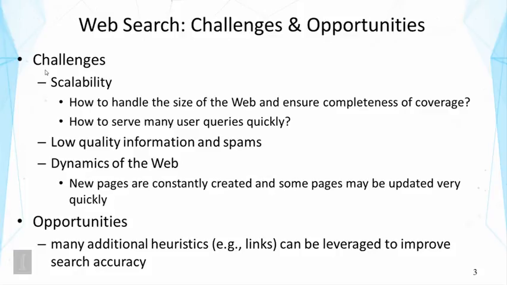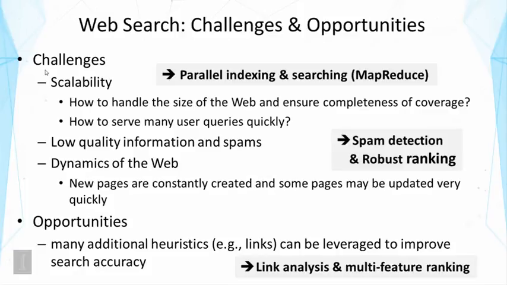So because of these challenges and opportunities, there are new techniques that have been developed for web search, or due to the need for web search. One is parallel indexing and searching, and this is to address the issue of scalability. In particular, Google's invention of MapReduce is very influential and has been very helpful in that aspect. Second, there are techniques that are developed for addressing the problem of spams, so spam detection. We have to prevent those spam pages from being ranked high.